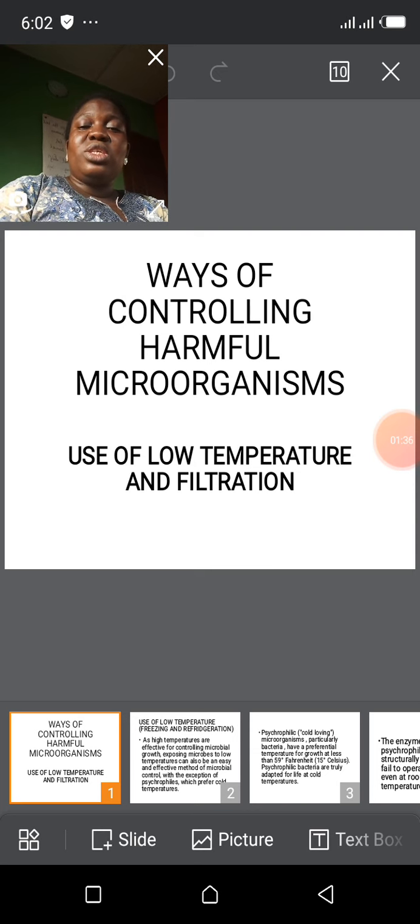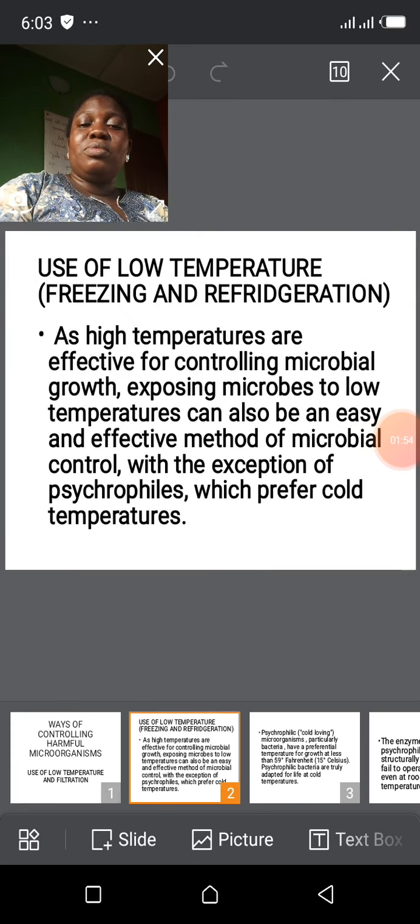Today we want to continue with the topic, and today we are looking at ways of controlling harmful microorganisms still under physical method. Today we shall be looking at the use of low temperature in controlling harmful microorganisms, and we shall be looking at filtration as a physical method of controlling harmful microorganisms.